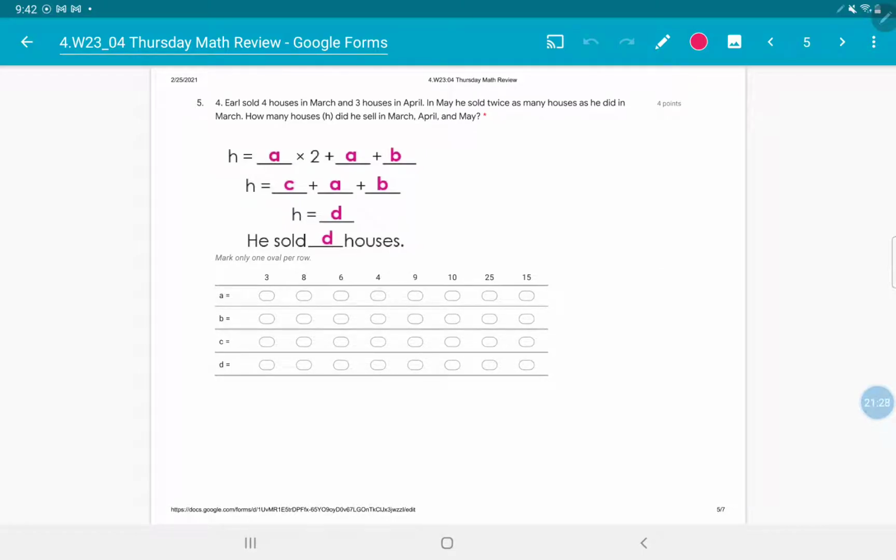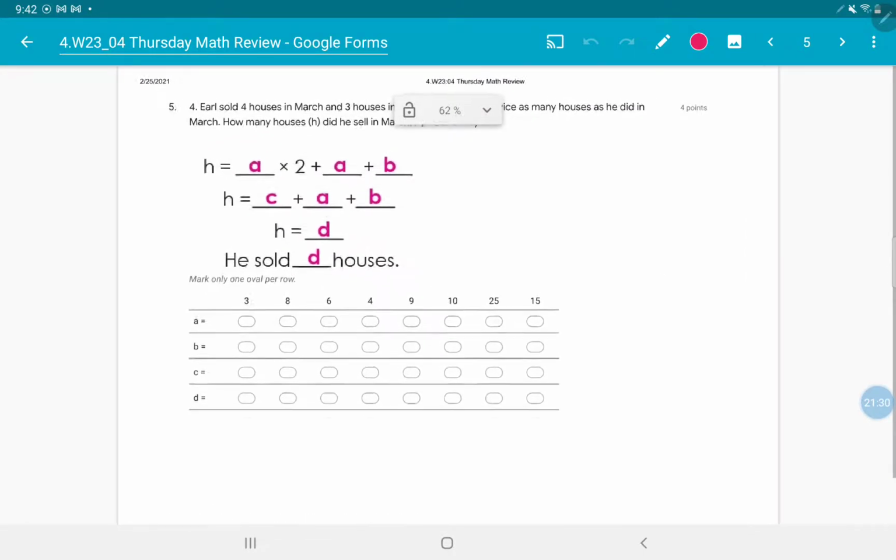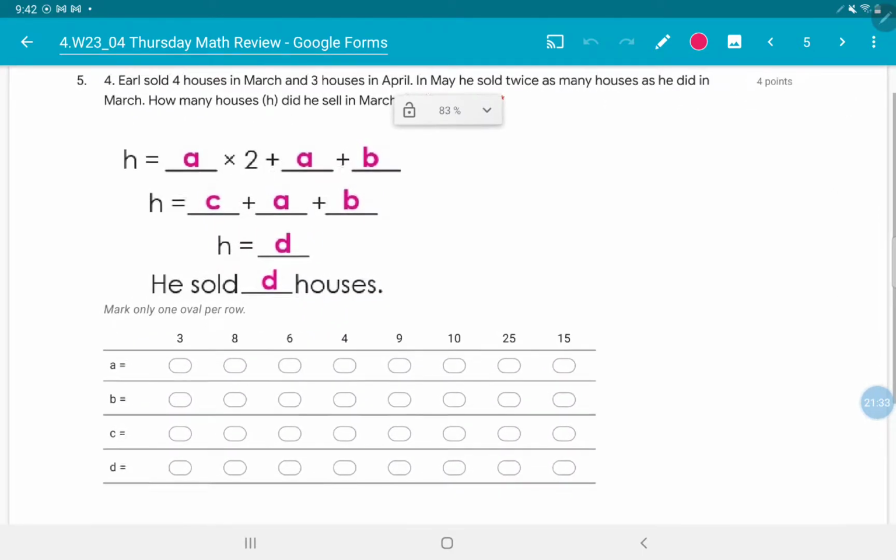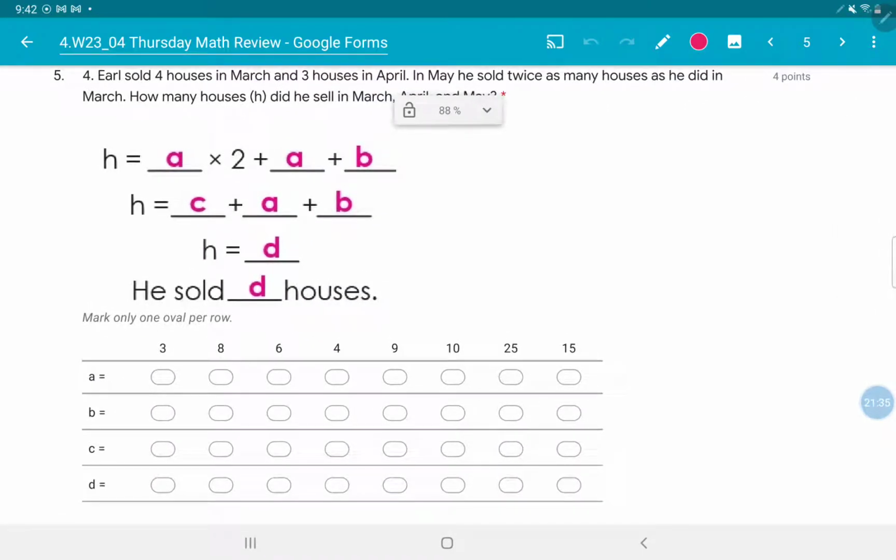All right, let's look at number 4. This one tripped a few people up, so let's look at what it says. Earl sold 4 houses in March and 3 houses in April. In May, he sold twice as many houses as he did in March. How many houses, we're going to use the variable H for houses, did he sell in March, April, and May? So tell me what I know from this problem. What's one thing we know, Olivia?